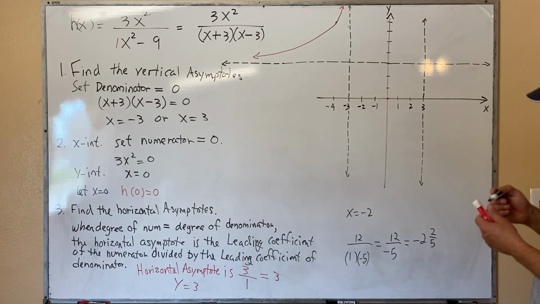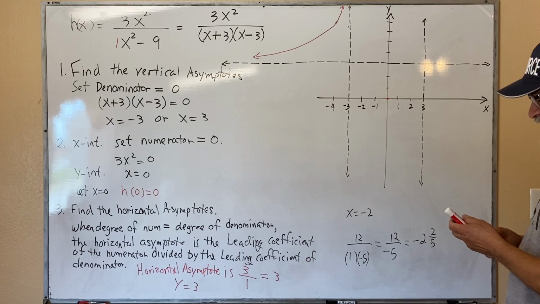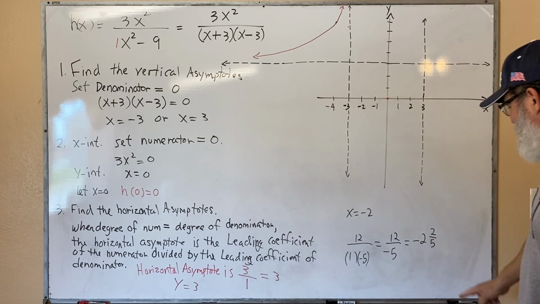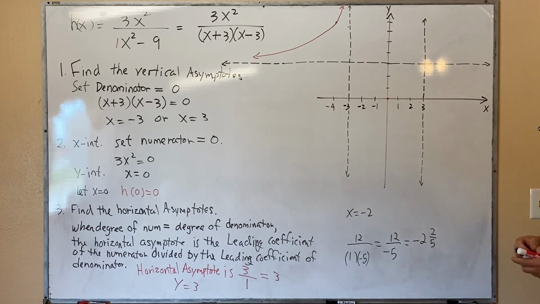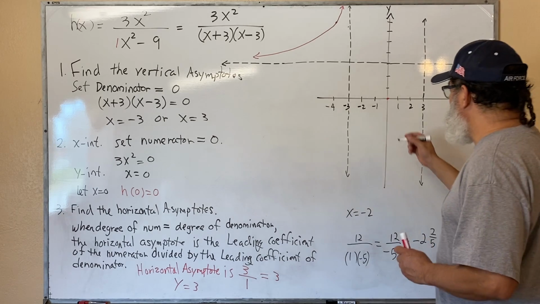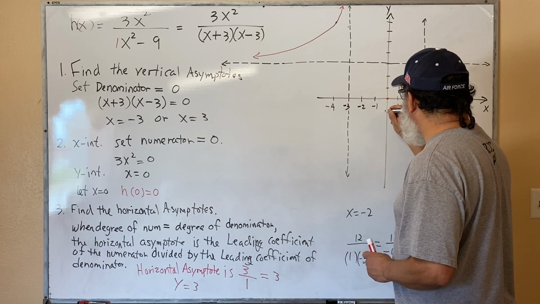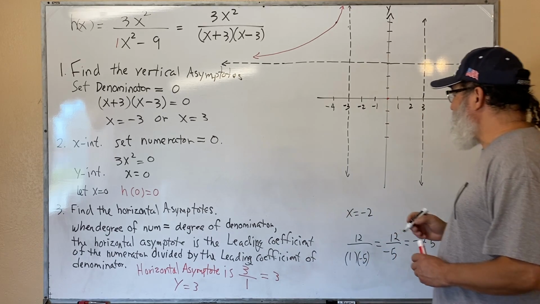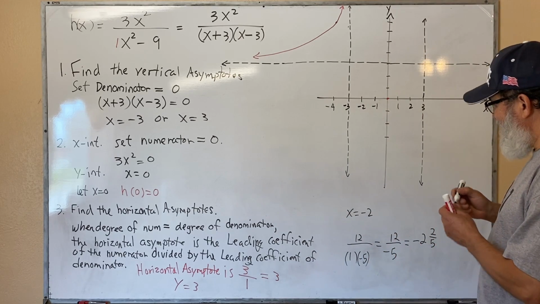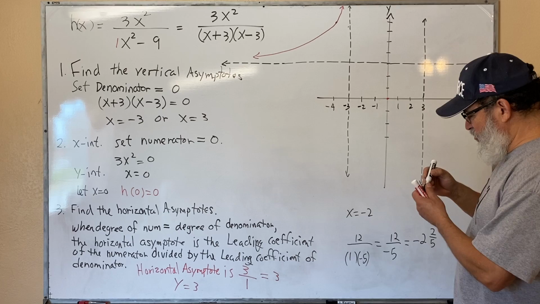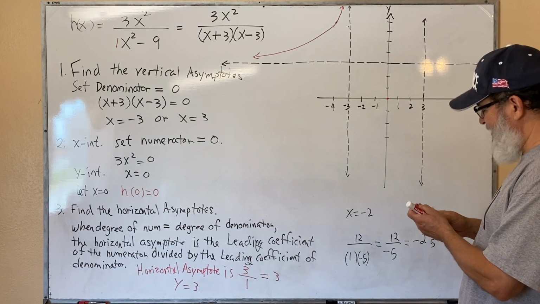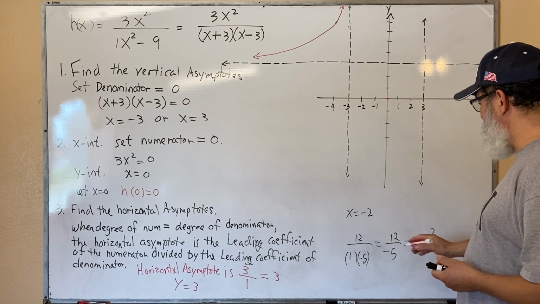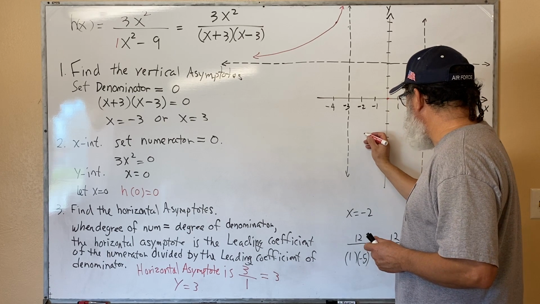I knew it. When x is -2, what do we get? -2 and 2/5. Okay, so that's -1, -2, -3. So it's -2 and 2/5. I'm gonna say -2 and 2/5. When x is -2, we get -2 and 2/5, right around there.